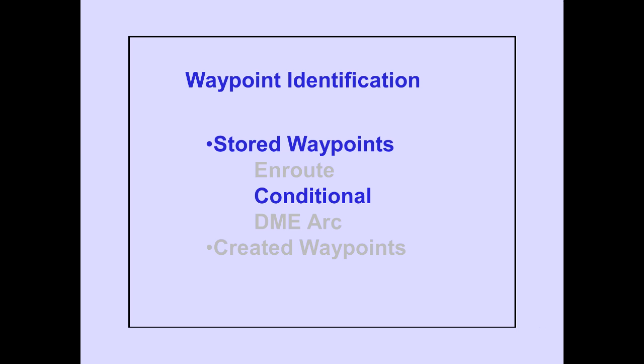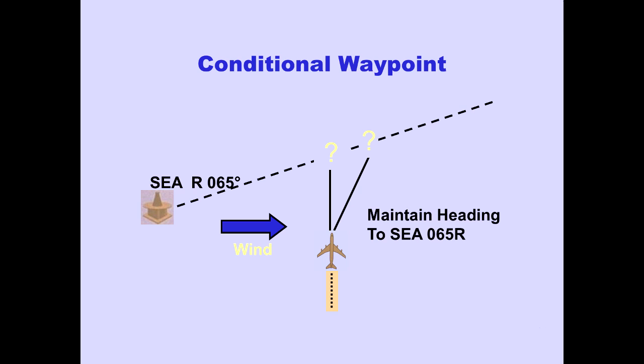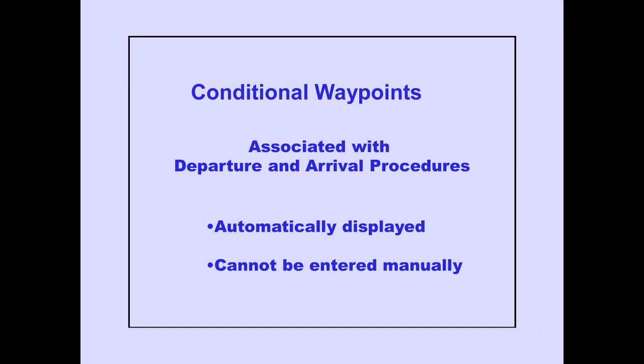Let's now discuss conditional waypoints. Conditional waypoints are waypoints that do not have a fixed geographical position. Variables such as wind can cause the geographical position of certain waypoints to change. Conditional waypoints are associated with departure and arrival procedures. They are automatically displayed and cannot be entered manually.